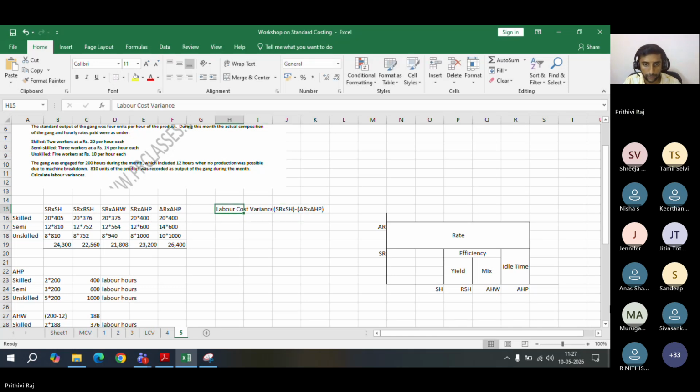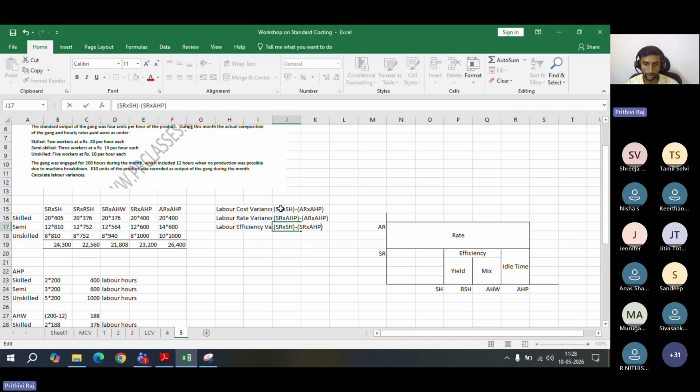Next, labor rate variance: SR into AHP minus AR into AHP. Next, labor efficiency variance: SR into SH minus SR into AHW.